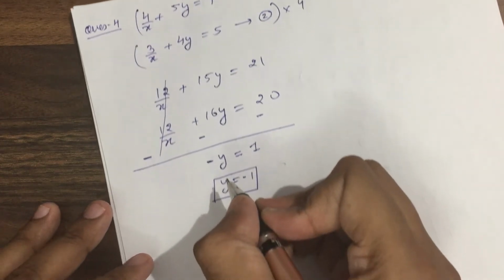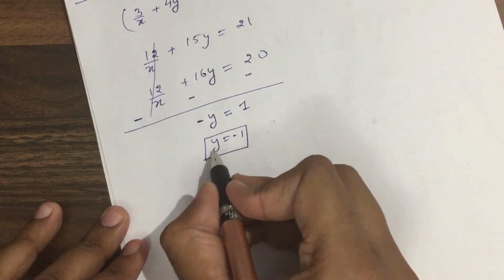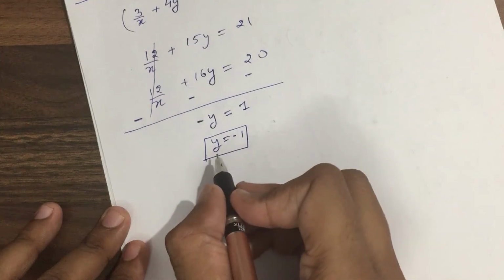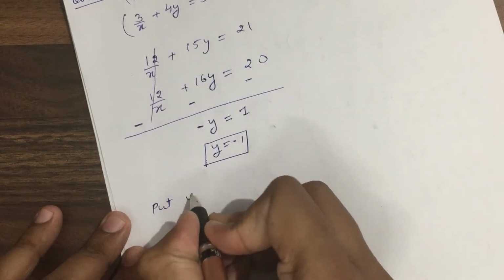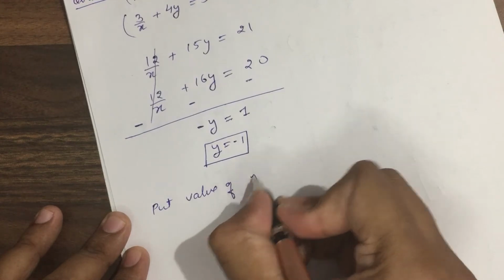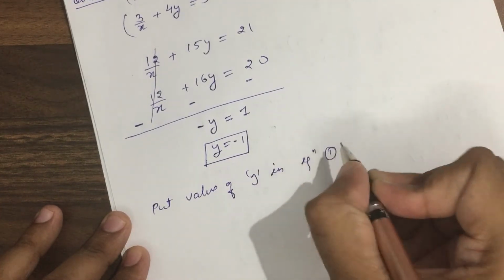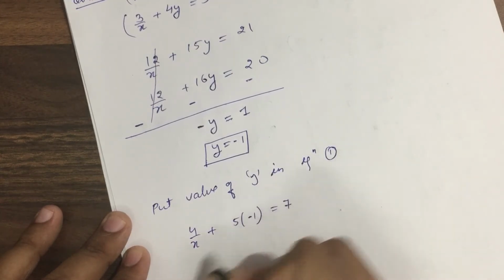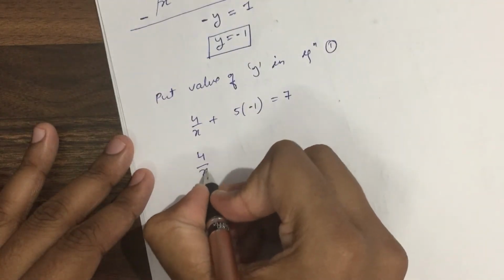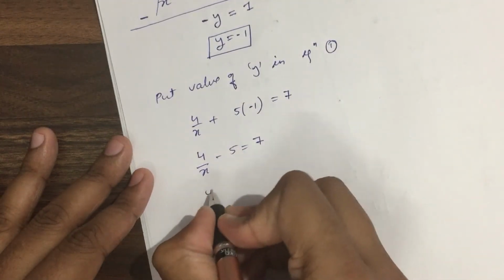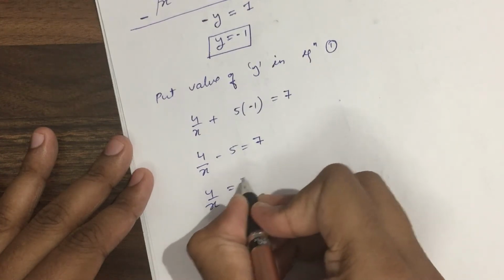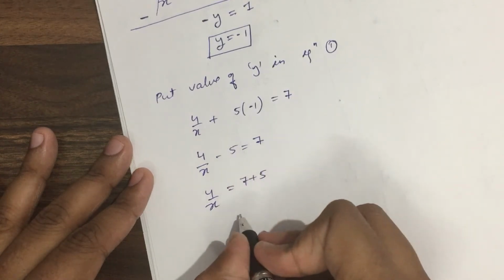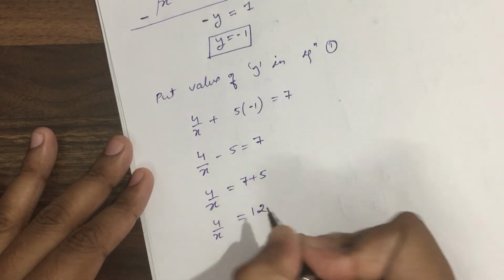Now we have got the value of y. Now we need to find the value of x. So we can put the value of y in any of the above equations. So what we will do, put the value of y in, suppose, equation 1. So it will be 4 upon x plus 5 into minus 1 equal to 7. 4 upon x minus 5 equal to 7. 4 upon x equal to 7. Minus 5 will go there, it will be plus 5. So 4 upon x will be equal to 12.